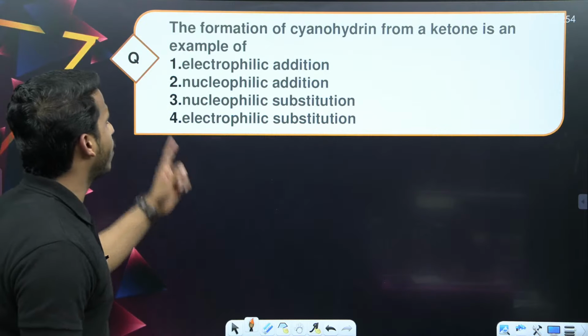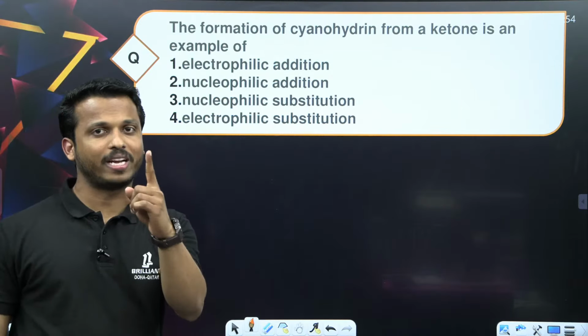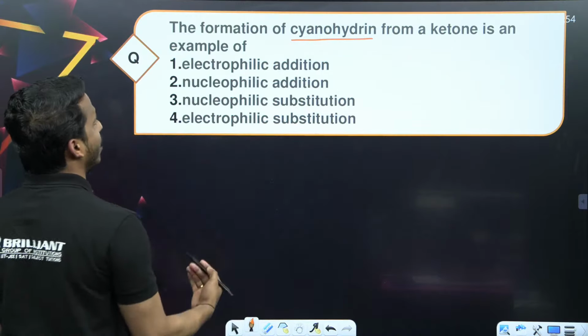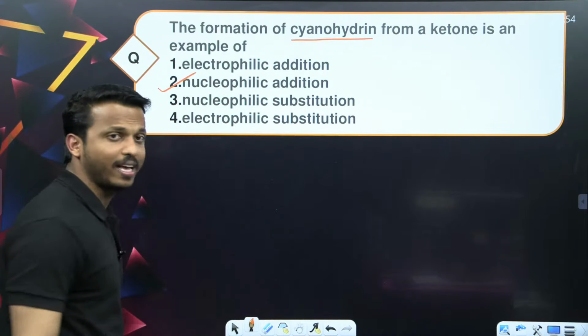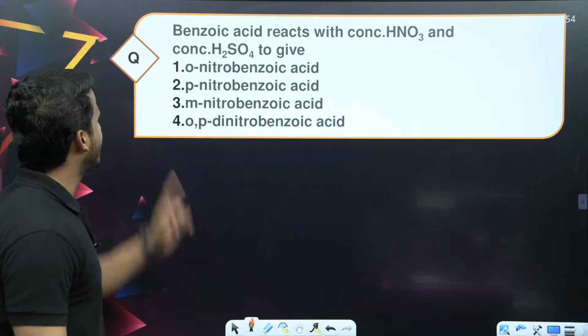Now, the formation of cyanohydrin from a ketone is an example of the same type of question we discussed before. You know, cyanohydrin is the product formed with a ketone, which we call a nucleophilic addition reaction. I think we already discussed this question a second time.